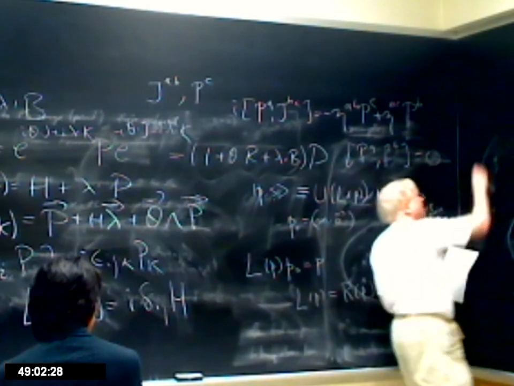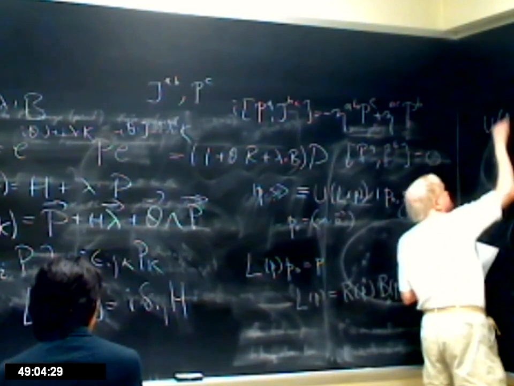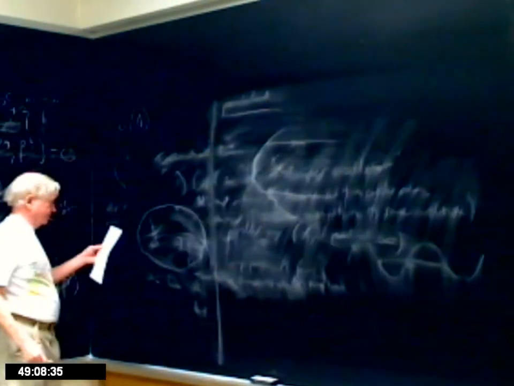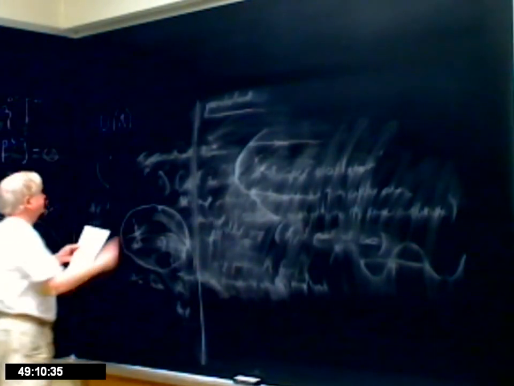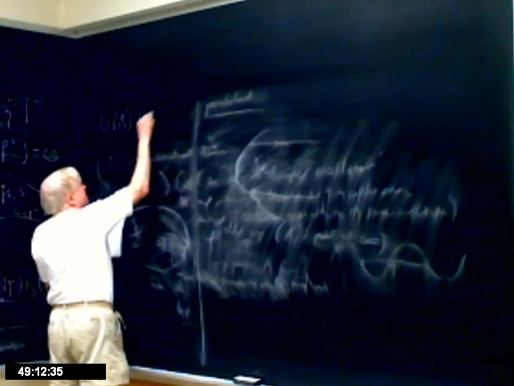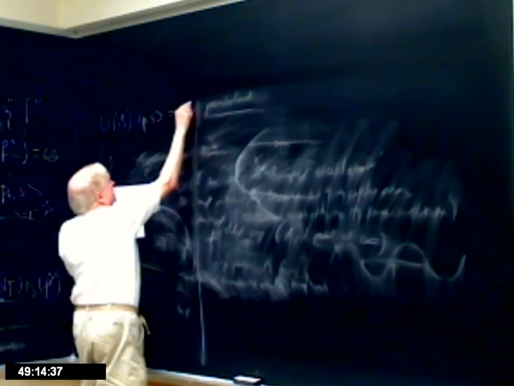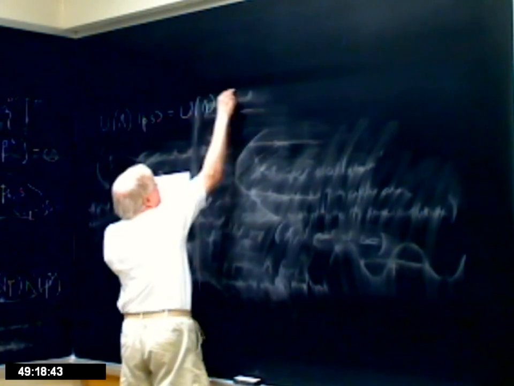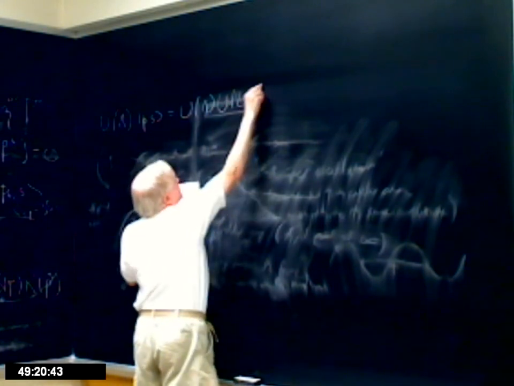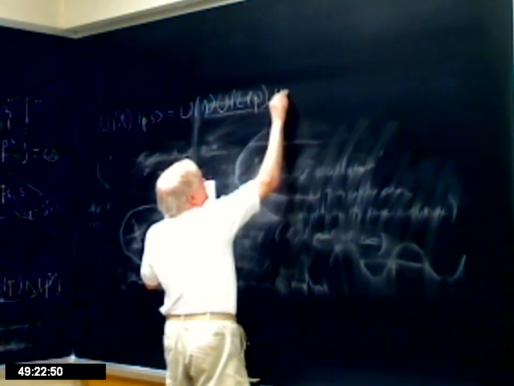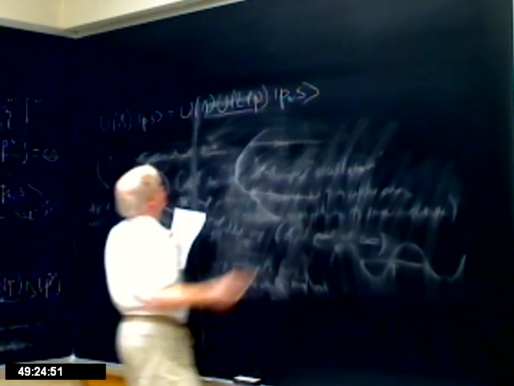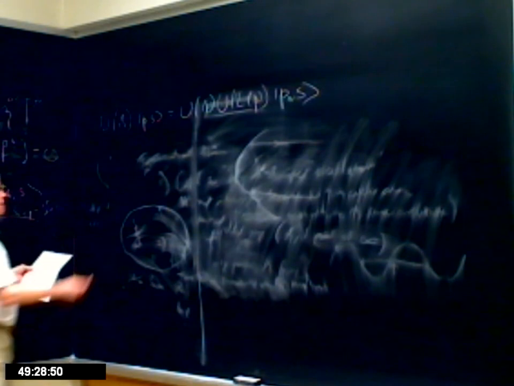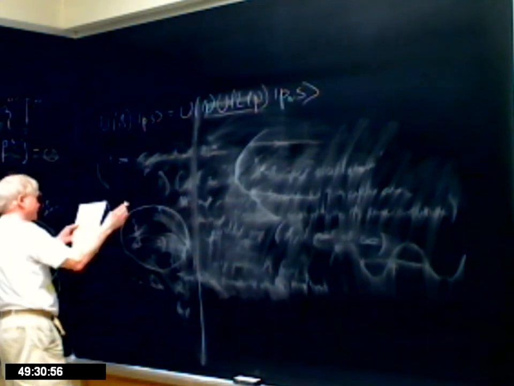Now, here's the key part. Let's consider an arbitrary transformation on this state P of S. Well, it's certainly U of lambda, U of L of P, P0S. Okay, now we're going to do something counterintuitive.